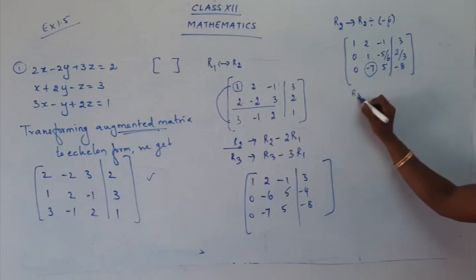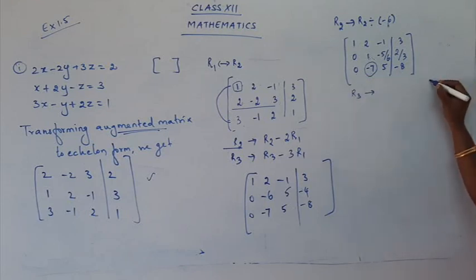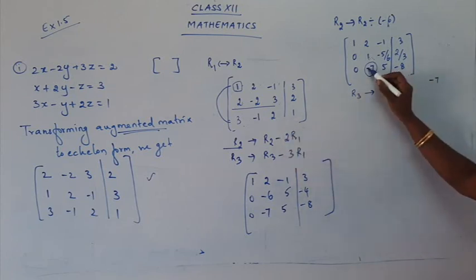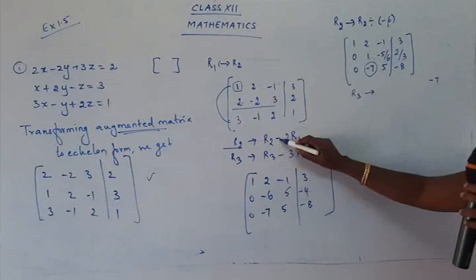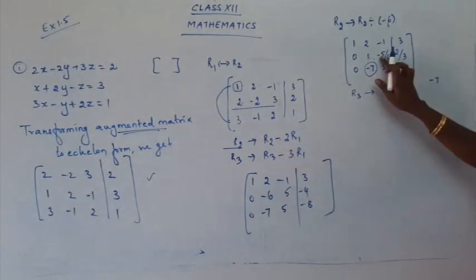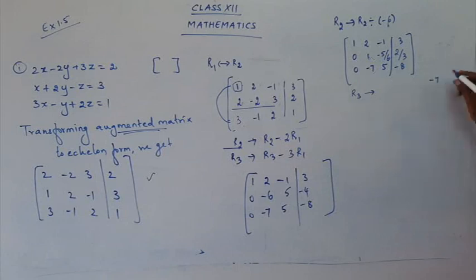So R3 is going to change as what? It's minus 7. I cannot apply minus here because here the sign is minus. In the previous case the sign was positive. So if it was positive, I have to take negative, and if it is negative, you take it as positive. So what will you get here? Minus 7. R3 changes to R3 plus 7 R2. Remember the conversion? So R3 is transformed as R3 plus 7 R2.